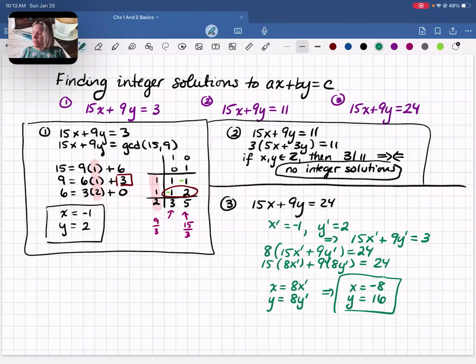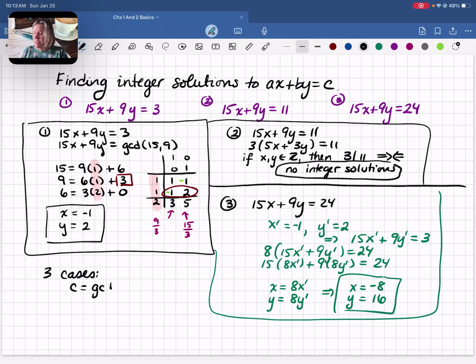Okay, so these are the 3 examples that I've worked out now. And these are really representative of the 3 types of problems that you could get. So whenever you're trying to solve ax plus by equals c, there will be 3 possibilities. We'll either have that c is equal to the GCD of a and b, or we'll have that the GCD of a and b does not divide c, or we'll have that the GCD of a and b does divide c.